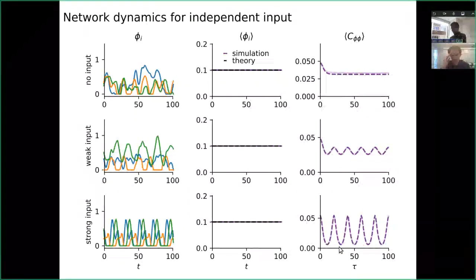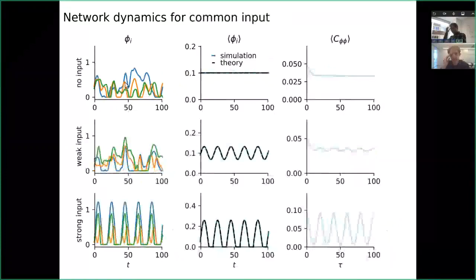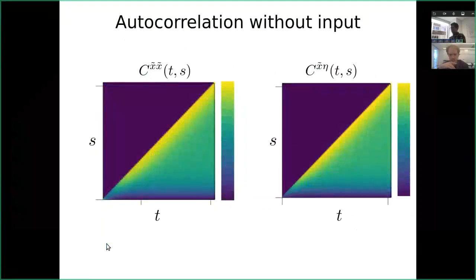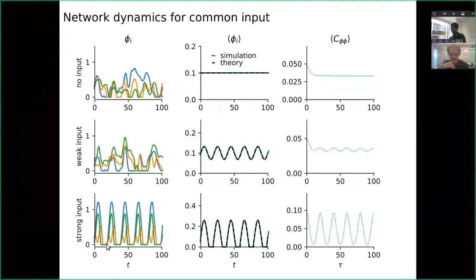But now what's new is this common input. For common input, the individual units without input are exactly the same. With weak input, they are getting more and more locked to that external input, and then for strong input, there are these breaks in between where the network is really dead silent, where the input is sufficiently strongly negative to completely suppress any activity.